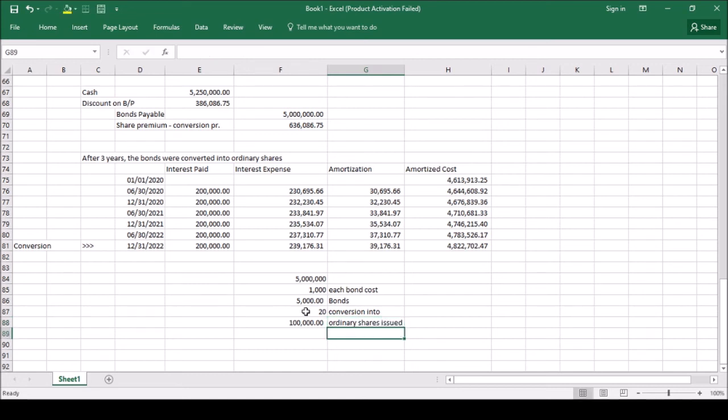Issued. Ngayon, ano po gagawin natin? Okay, ito ha. Ito po gagawin natin. Una, tingnan po natin kung magkano na lang yung value of the discount. Kasi discount naman to, no? Magkano na lang yung value of the discount? Okay. Ito. Take note, on the date of issuance, the discount is 386. Okay? 386.